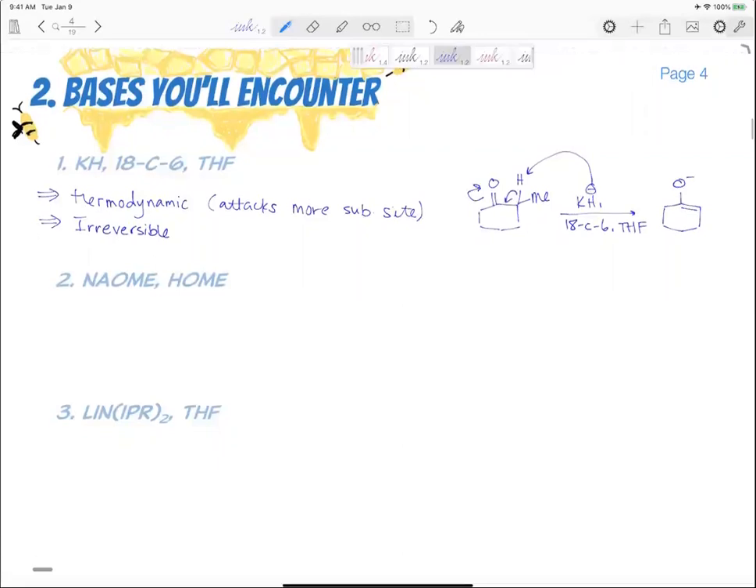Okay, and this here is a single arrow, right? Because this is irreversible. Now, what about sodium methoxide and her homies, or the other derivatives of it? Sodium methoxide with ethanol. This is also thermodynamic.